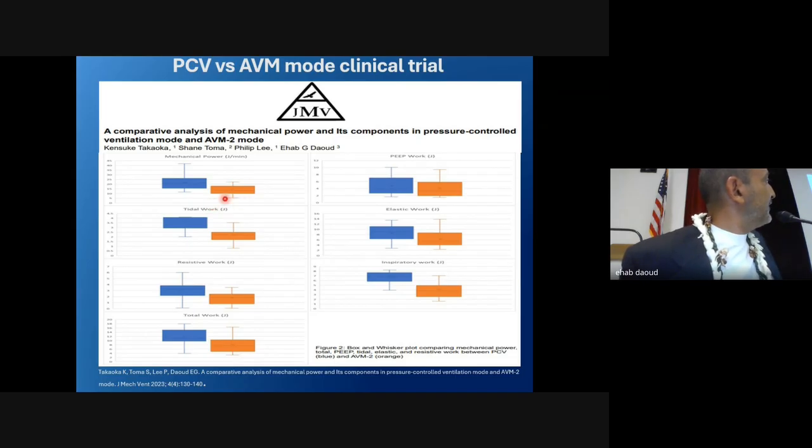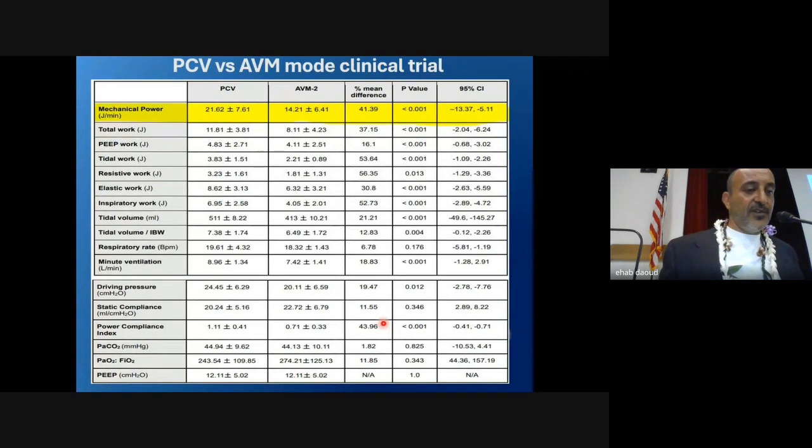So this time AVM is on the orange, it was blue before. On pressure control, the tidal work was higher, and resistive work was higher. So basically, again, the same conclusion, it improved everything. Again, this is the same thing, mechanical power, total power, it reduced everything.